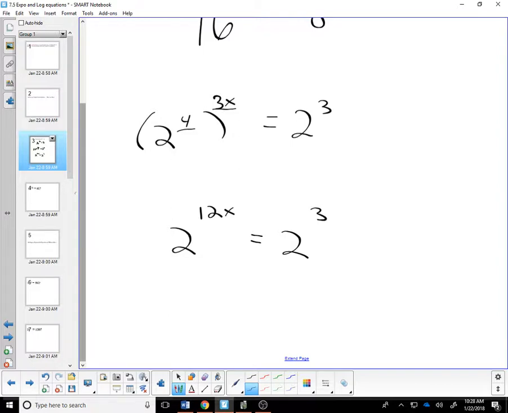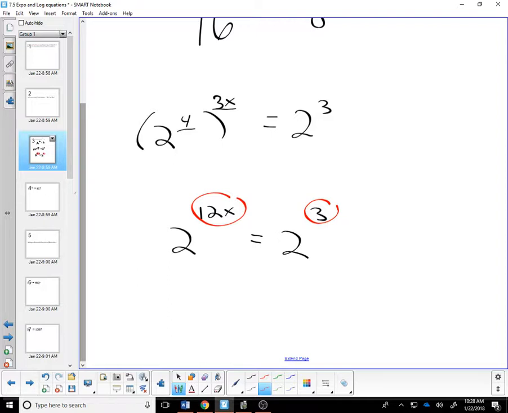Now take a look at this. This is really, really cool. I have an equation. What does it mean to have an equation? What can you tell me about both sides? They're the same, right? So we can make some conclusions about this. If both sides truly are the same, then that means that if this is something weird, and that's a 3, what can we say about 12x and 3?